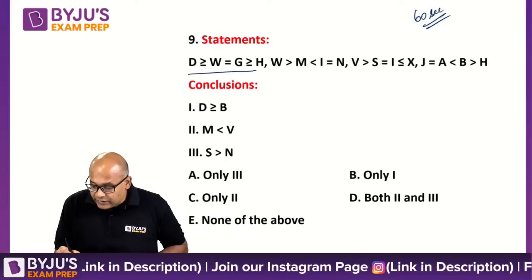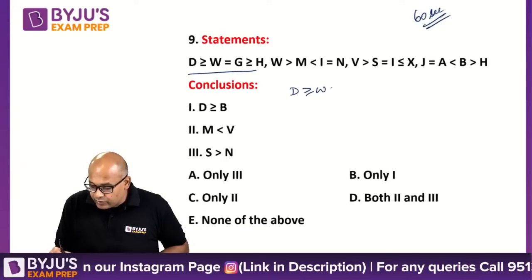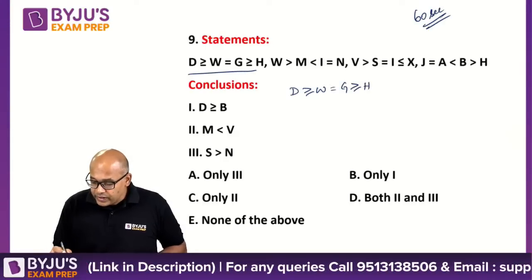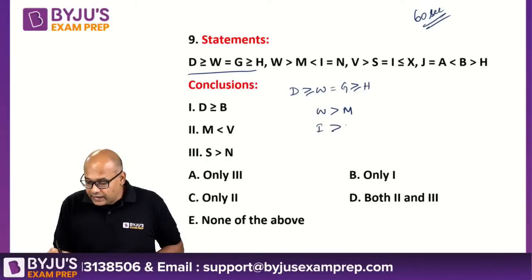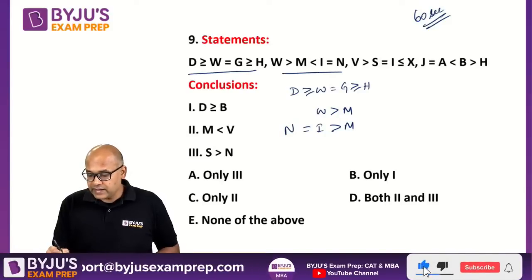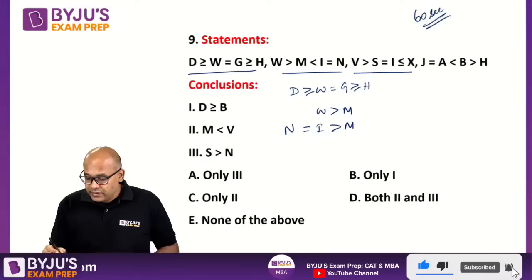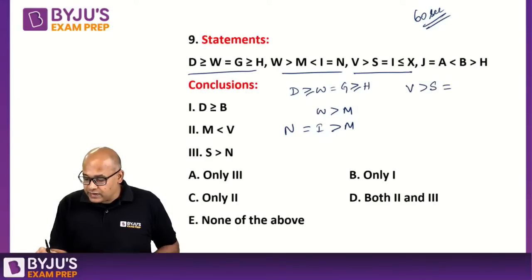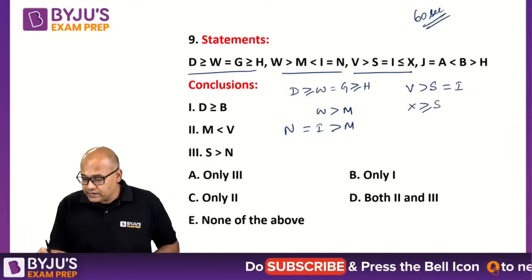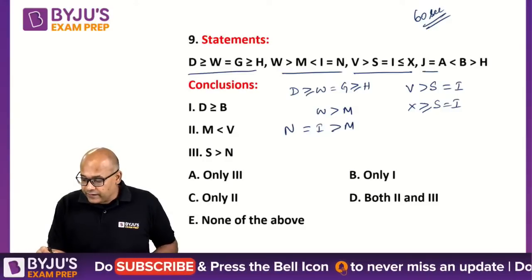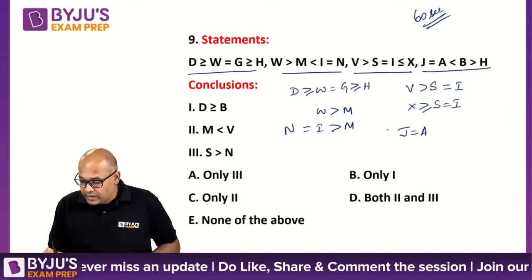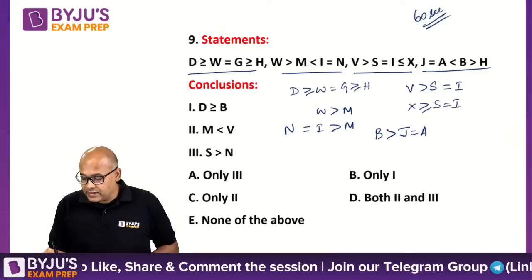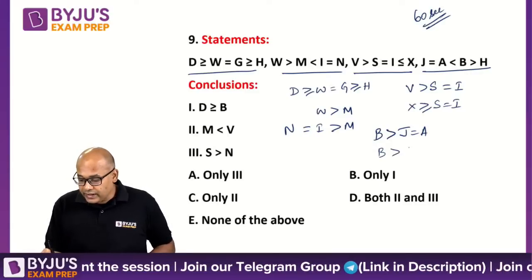I will again start writing with the first statement, D greater than or equal to W equal to G greater than or equal to H. Now I have W greater than M and I greater than M and I equal to N. That's the second statement. Then the third statement, V greater than S is equal to I and X is greater than or equal to S, which is equal to I. And finally the fourth statement is J equal to A, and these both are less than B. So B is greater than both and B is also greater than H.